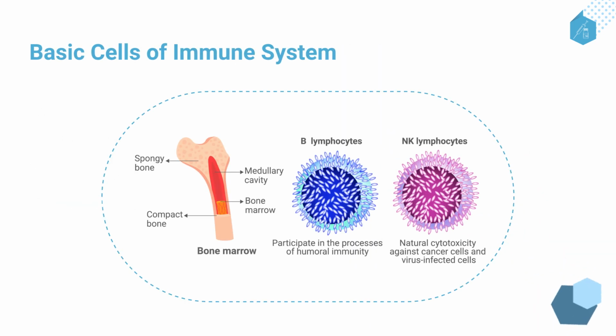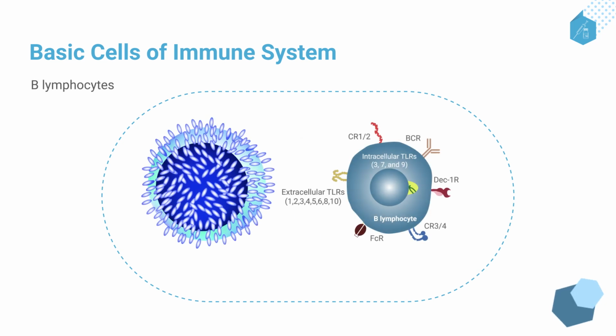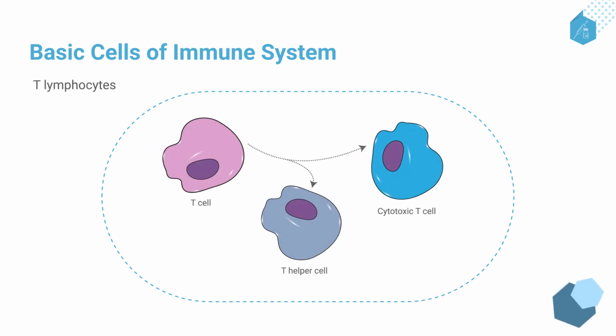Basic cells of immune system. Most of the cells of immune system are derived from progenitors in bone marrow. Lymphocytes. These are B cells, T cells, and natural killer cells. B lymphocytes. B cells fight against bacteria and viruses by making antibodies, the Y-shaped proteins, which are specific to each pathogen and are able to lock onto the surface of an invading cell and mark it for destruction by other immune cells.